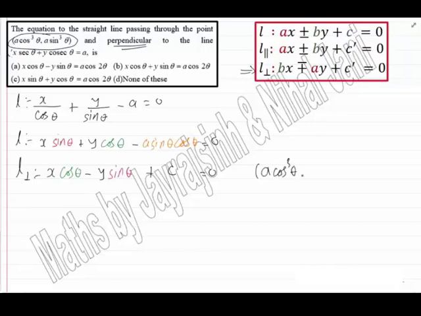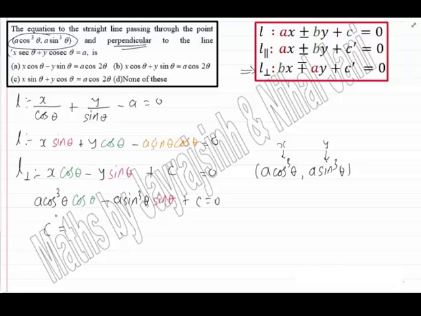And to get the value of c, we are going to use the point through which the line passes, right? And the point is a cos cube theta and a sine cube theta. The line is passing through this point, so the point must satisfy the equation of the line. Okay, so let's put the values of x and y to get the value of c. So here we get a cos cube theta times cos theta minus, instead of y we have to put a sine cube theta times sine theta, plus c is equal to 0.